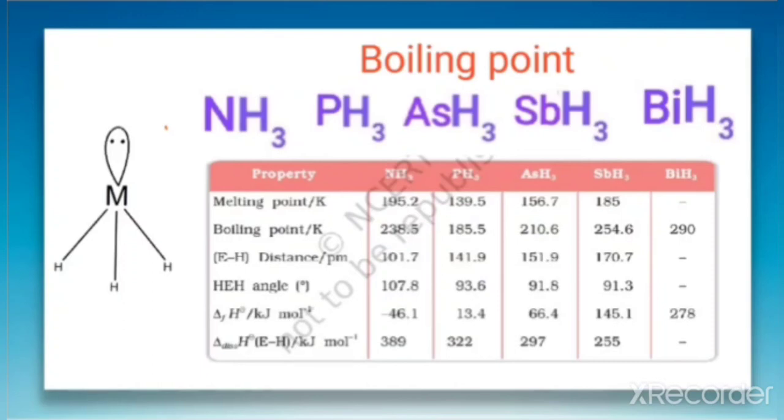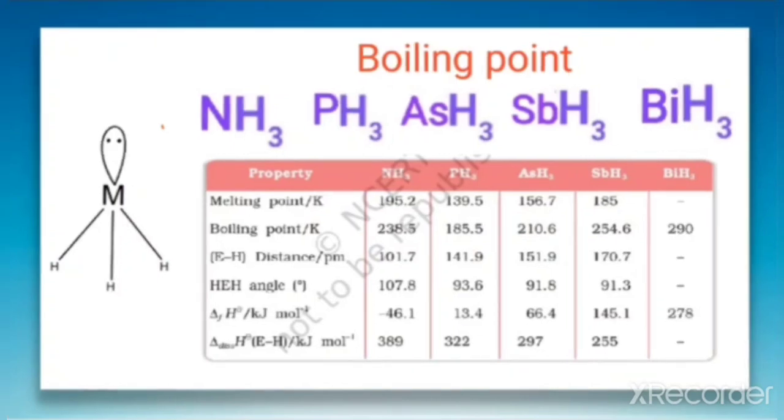When we compare the boiling points, the values are given here. This shows that the boiling point is decreasing from top to bottom for these. When we compare the bond length, you can see that bond length increases because the size of the central atom increases. So bond length increases from top to bottom. When the bond length increases, it is easy to break the bond. Therefore, the bond enthalpy decreases.